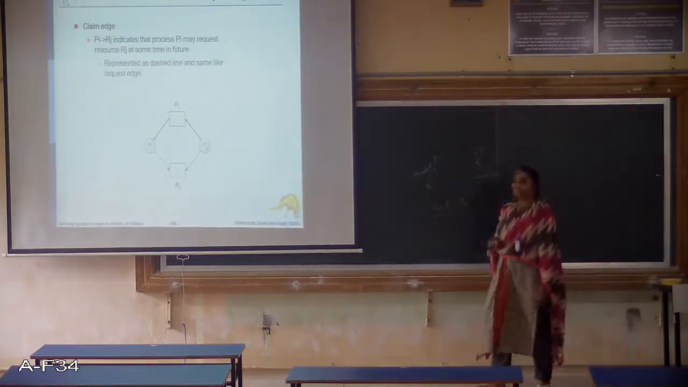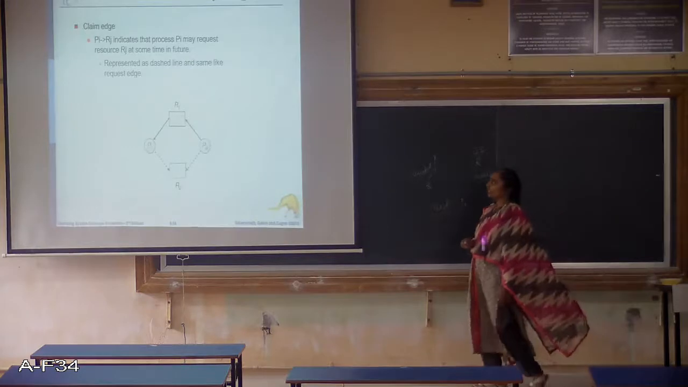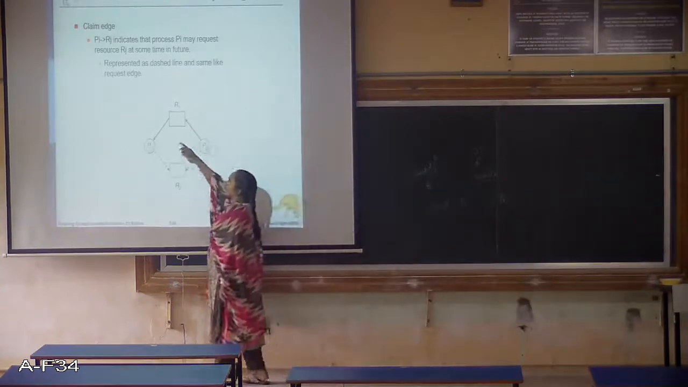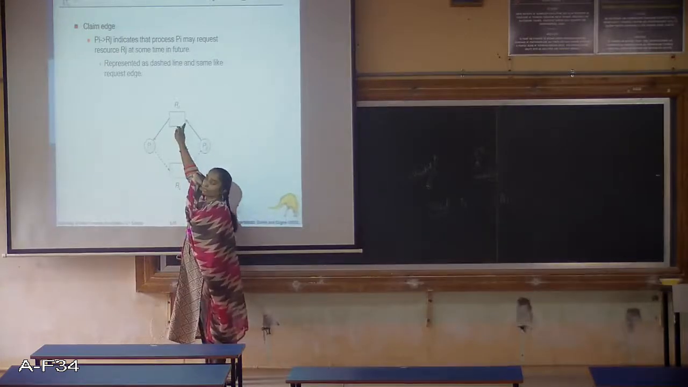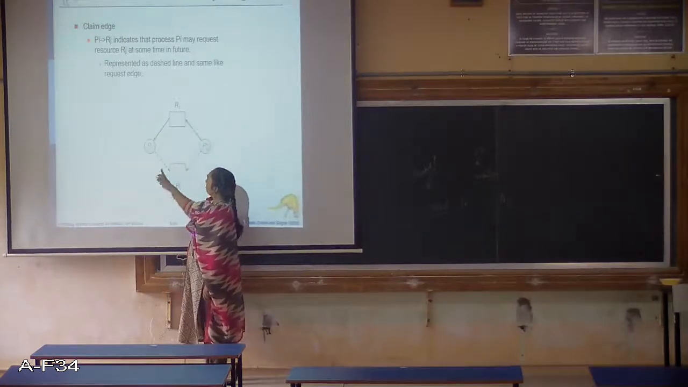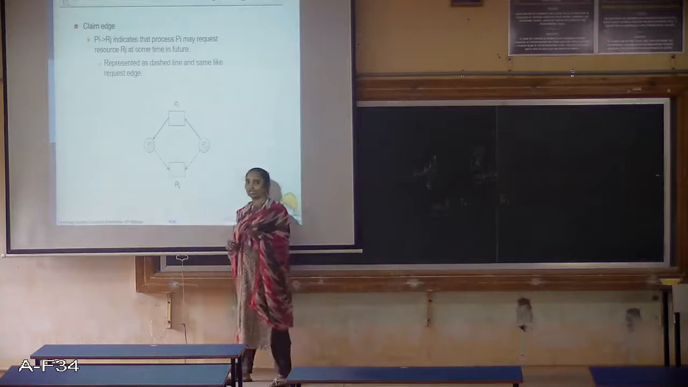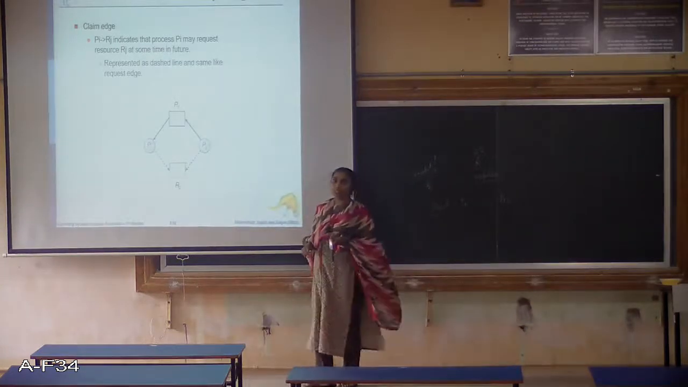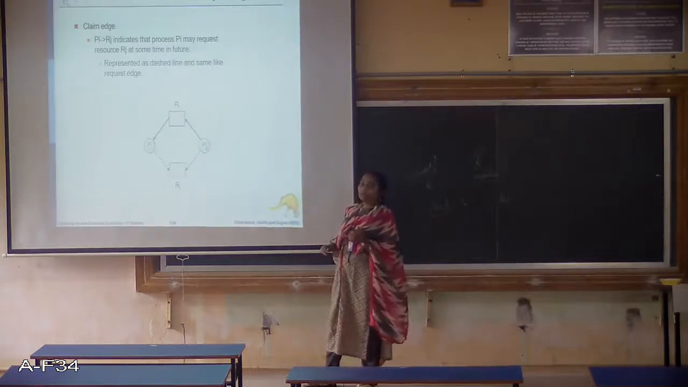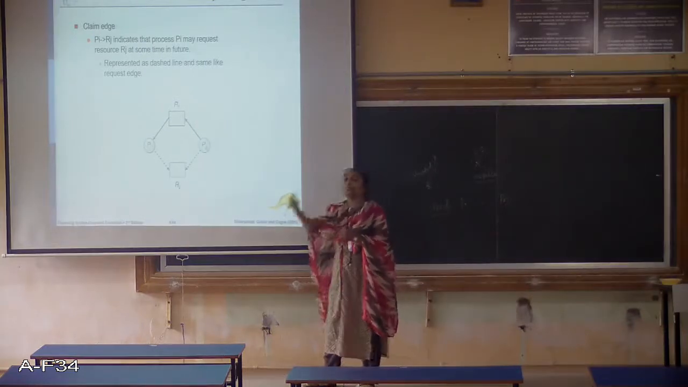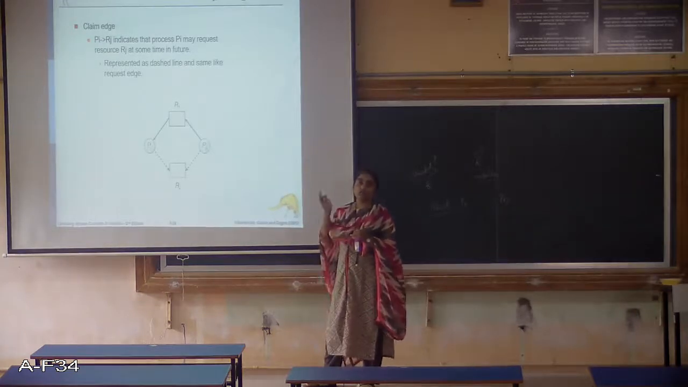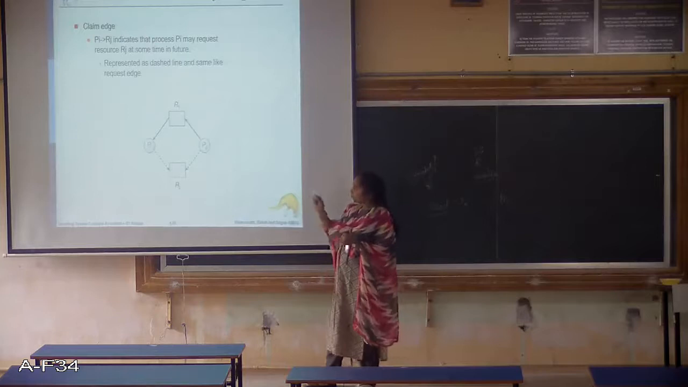The first algorithm is the resource allocation graph algorithm. You have already understood that a resource allocation graph has an allocated edge and a request edge. With these two edges, we have an additional edge, which is a dotted edge. This dotted edge indicates a claim edge. What is a claim edge? An edge wherein a process may request the resource. A process may request that resource in future.